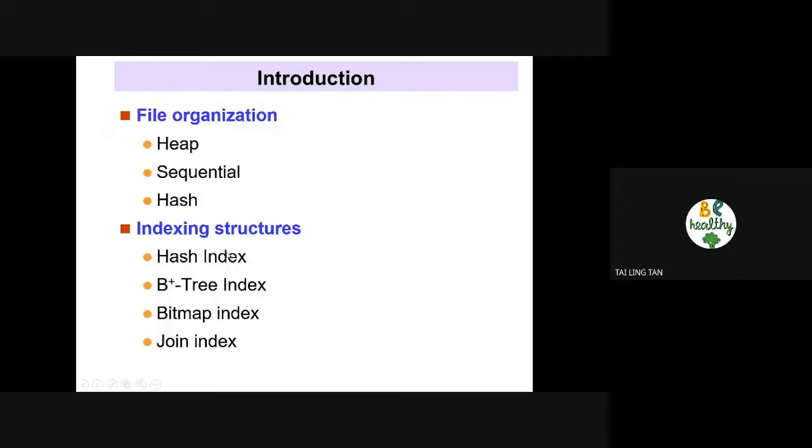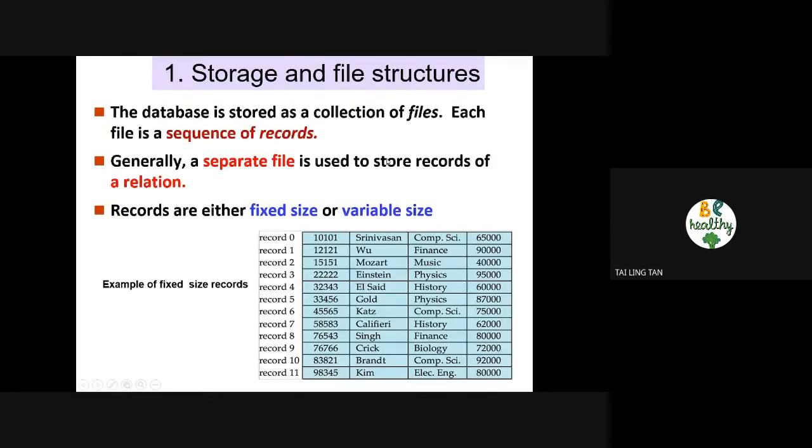So we have this thing called file organization, and we have the indexing structure. This one is for this week. We'll go through file organization one by one. The database is stored as a collection of files, as I already mentioned. Each file is a sequence of records.